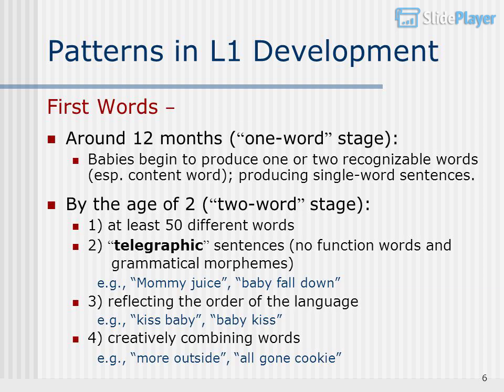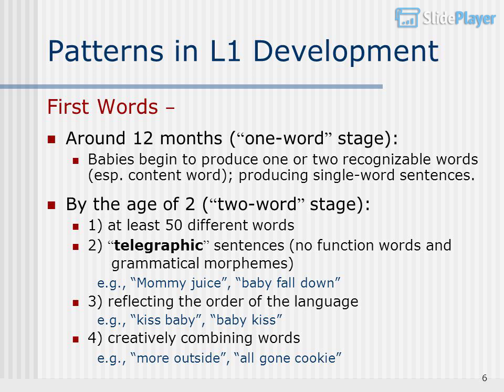Patterns in L1 development. First words: around 12 months, one-word stage. Babies begin to produce one or two recognizable words, especially content words, producing single-word sentences. By the age of 2, two-word stage.